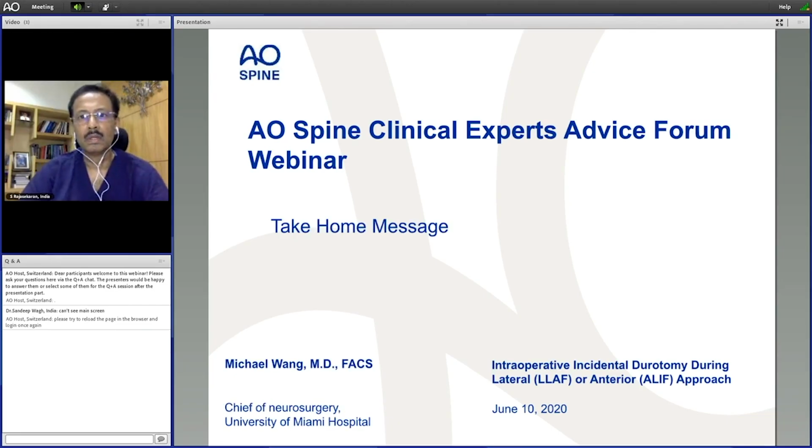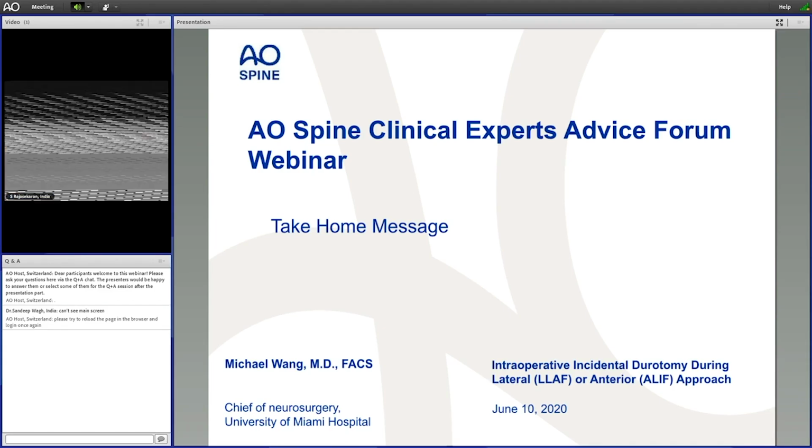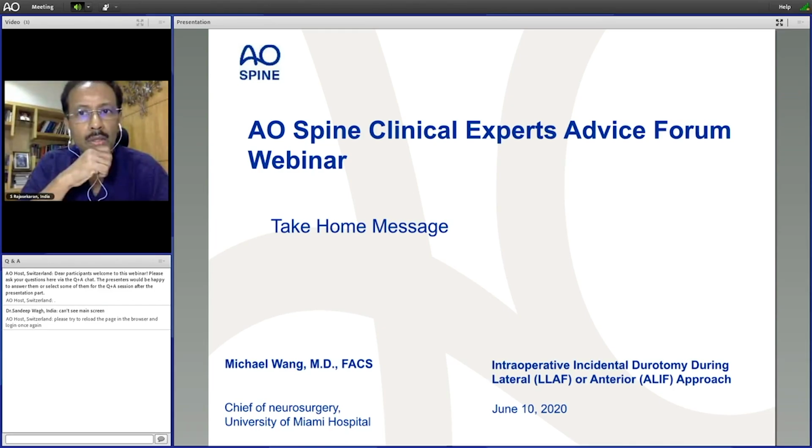Okay, great. So this is really an interesting point, because what we're seeing here is a new technology, the lateral approach, and of course the anterior approach is already being used. But when you look at this type of problem, this is a very difficult case, and I think the surgeons here handled it very well.